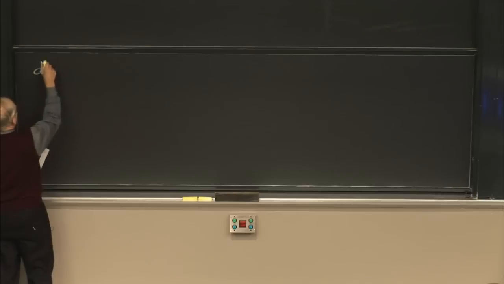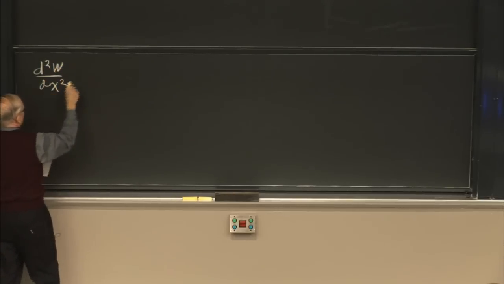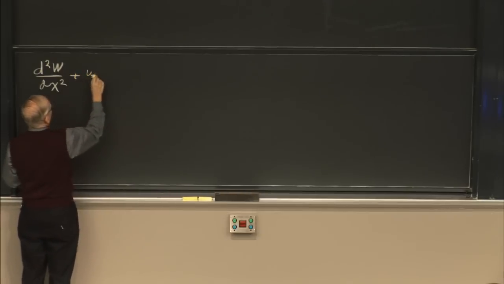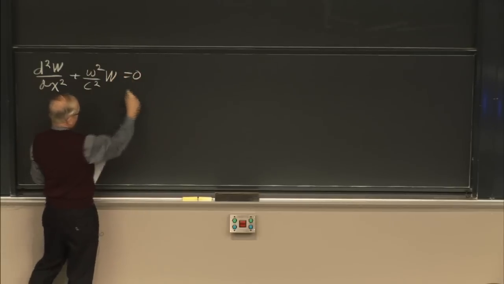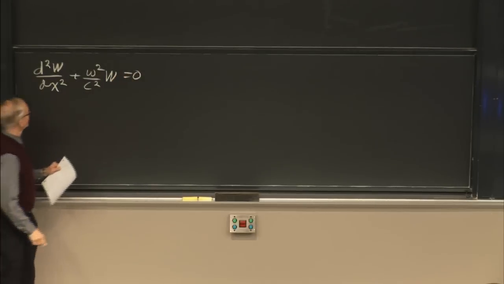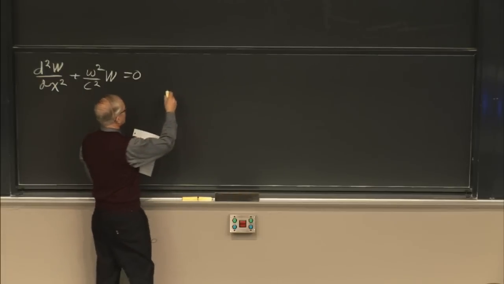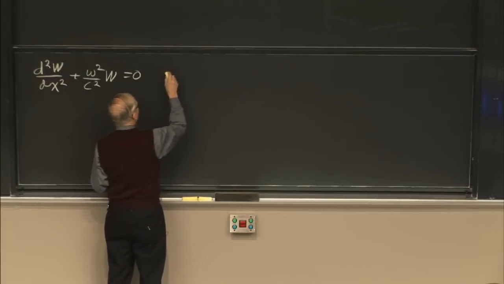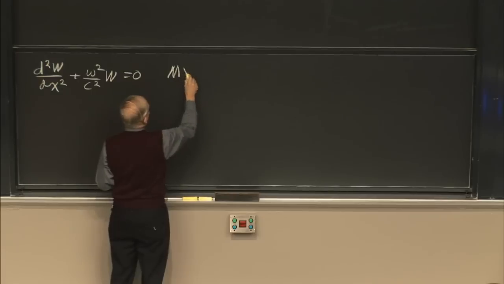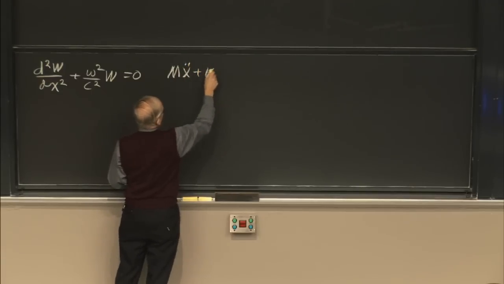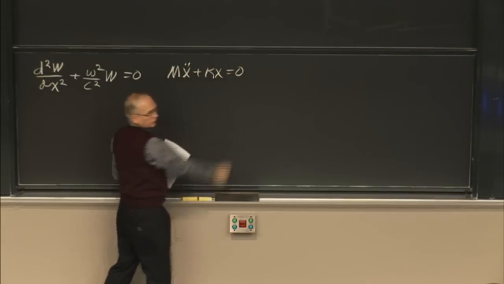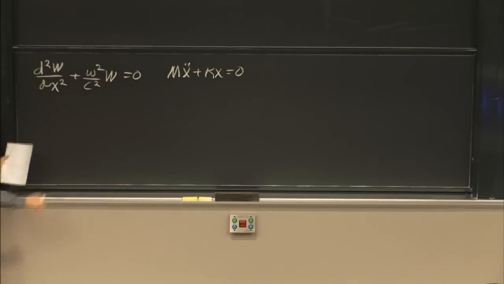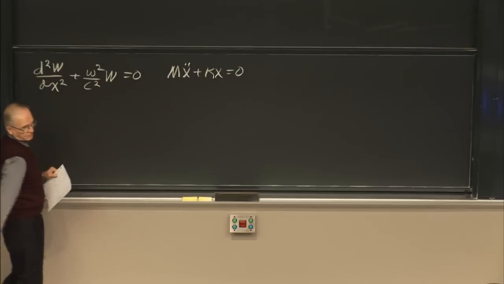So it turns into d2w dx squared plus omega squared over c squared w equals 0. And you've seen this equation before. Does this not have some similarity to m x double dot plus k x equals 0? Basically the same equation. This one's a function of x, that one's a function of time.